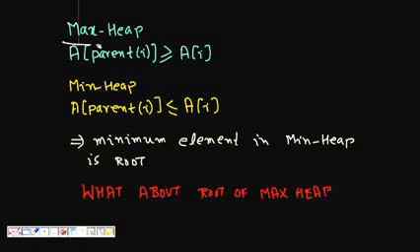So what is the max heap property? The max heap property is that the value of the parent of a node is always greater than or equal to the node value. That is a max heap. And for a min heap, the value stored in the parent of a node i is always less than or equal to the given node. So the minimum element in a min heap will be in the root, because the value stored in the parent is always less than or equal to its children. So what about the root of a max heap?